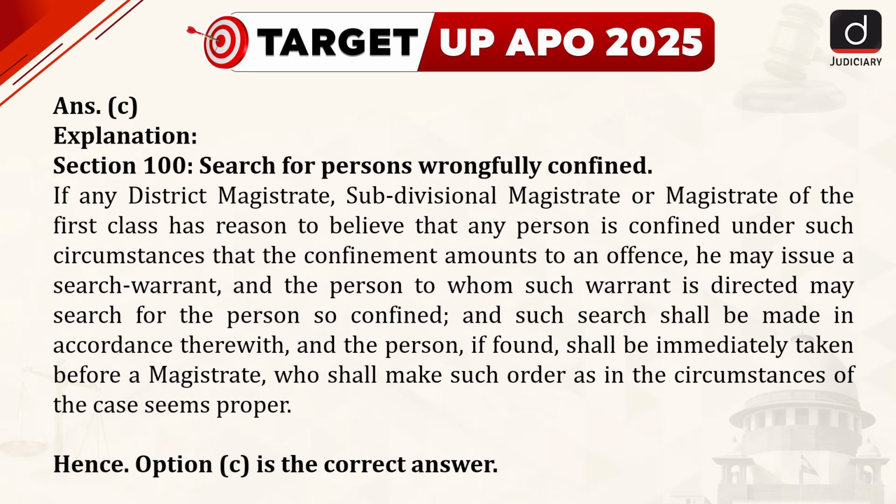Section 100 of BNSS deals with search for persons wrongfully confined and states that if any district magistrate, subdivisional magistrate or magistrate of the first class has reason to believe that any person is confined under such circumstances that the confinement amounts to an offence, he may issue a search warrant, and the person to whom such warrant is directed may search for the person so confined. The person, if found, shall be immediately taken before a magistrate, who shall make such order as in the circumstances of the case seems proper. So the correct answer is option C.